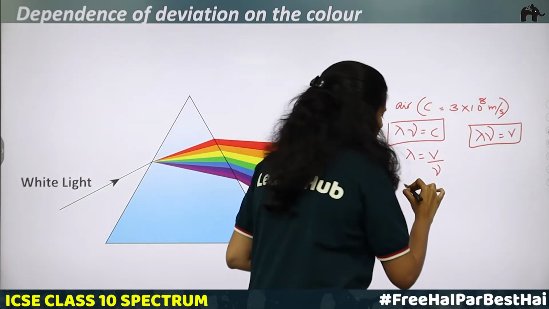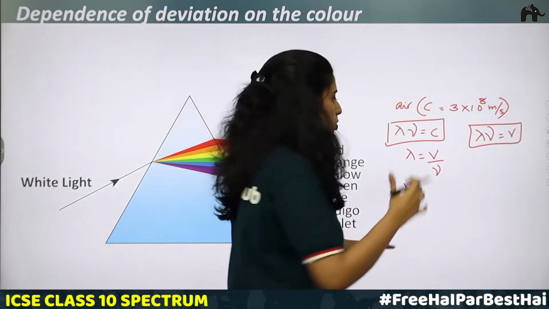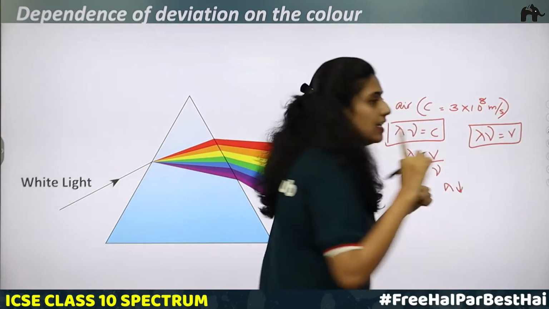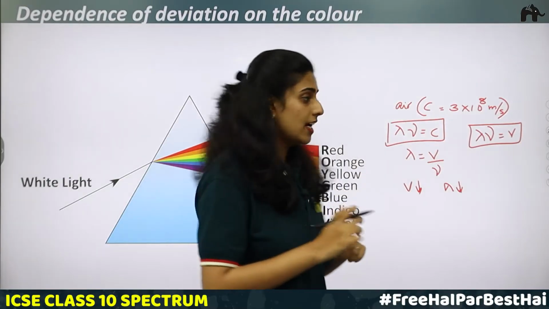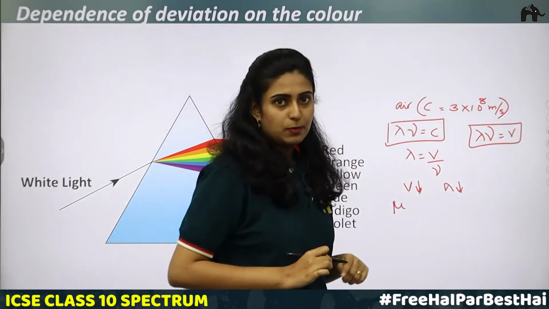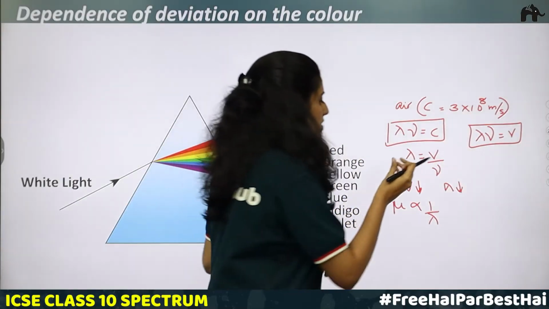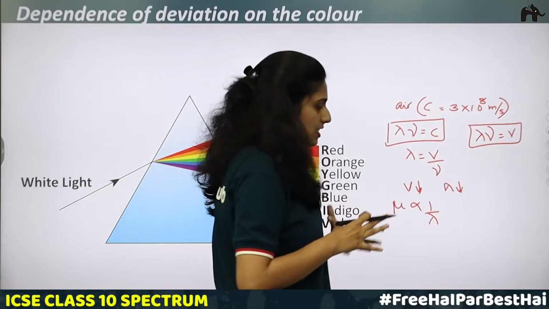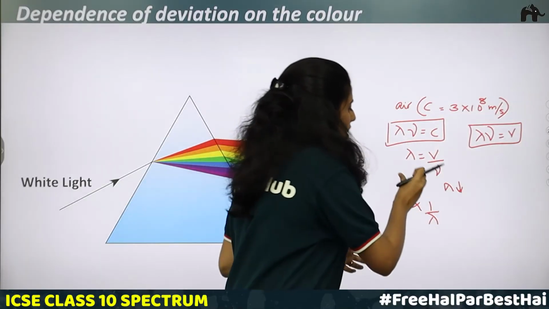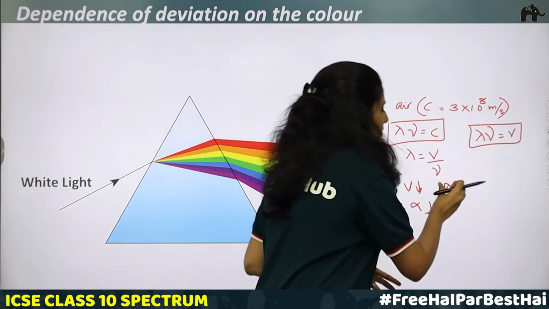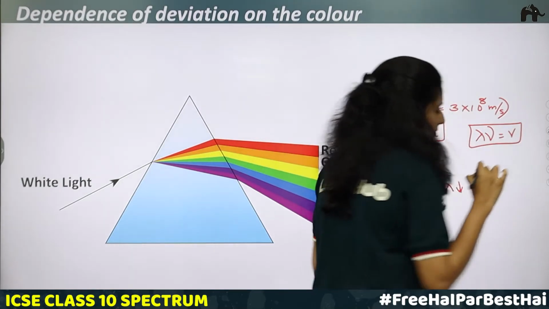So when the speed of light decreases, what happens to wavelength? If the speed of light in a particular medium is decreasing, the wavelength also decreases. There is a relation between wavelength and refractive index of the medium. In the previous chapter we studied that refractive index and the wavelength of light used are inversely proportional, which means when the wavelength increases, refractive index decreases, and when wavelength decreases, refractive index increases. So when the velocity of the light decreases, the wavelength also decreases, and when wavelength decreases, refractive index will increase.